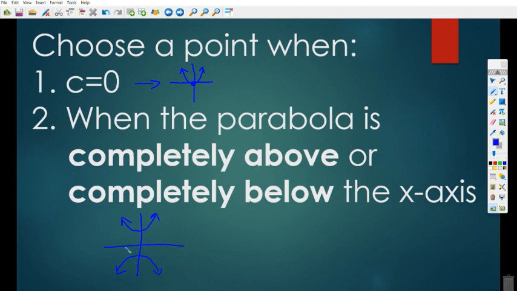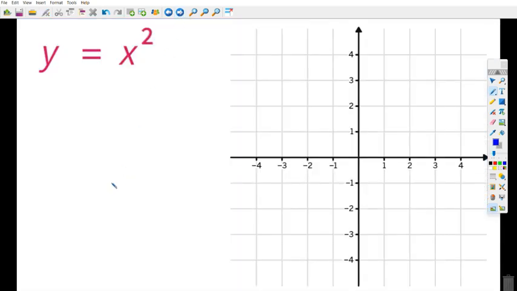We're not cutting the x-axis at all here. Alright, that is when we are going to choose a point. The first time ever we're going to take control of mathematics and we're going to choose whatever we want. Okay, viva to the people. Alright, so if you look at this.